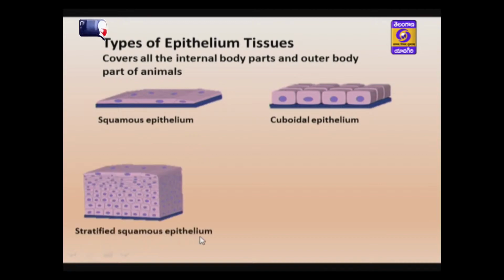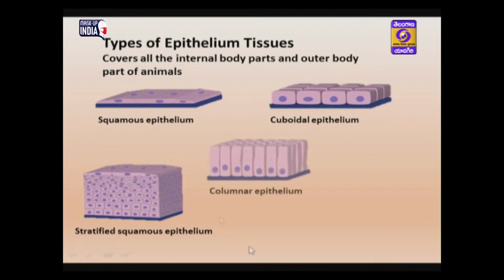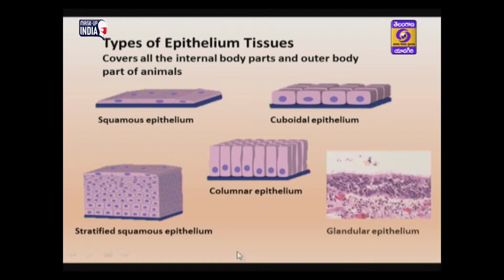Stratified squamous epithelium: this is nothing but squamous epithelium seen in many layers. This type of tissue is seen in skin. Columnar epithelium: here you can see the cells are elongated. This columnar epithelium is seen in areas where absorption and secretion occur, like in the intestine. Glandular epithelium: this is seen in places where secretions occur, like in glands, like in salivary glands.